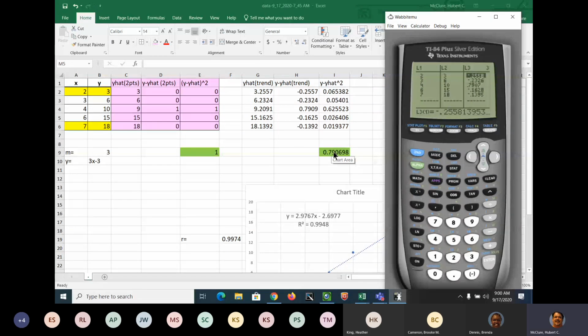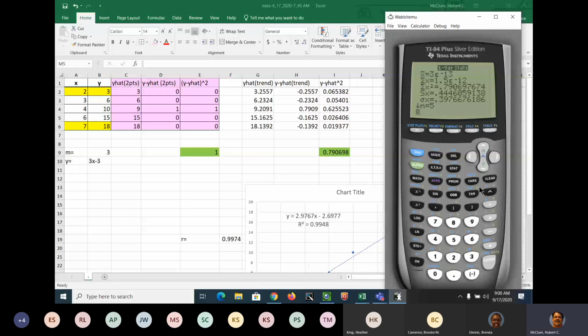Type Stat, calculate, first variable statistic, number 1, and type in Second L3 and calculate. And there, under summation x squared, 7906. There it is right there.